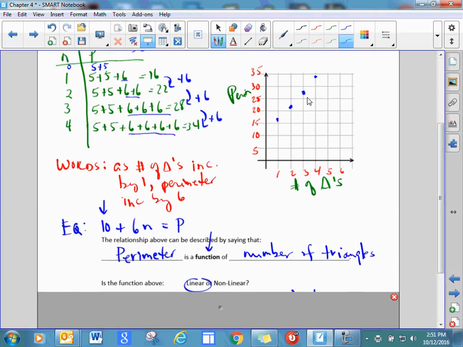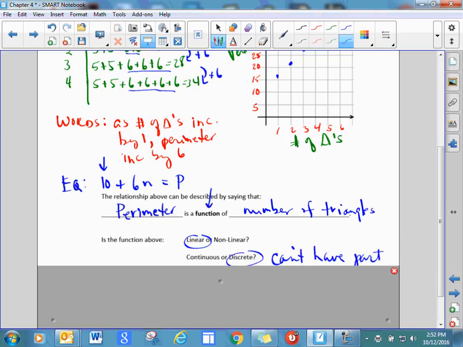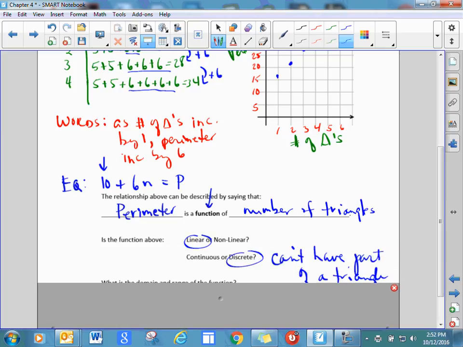So we go back up here and we look and we ask ourselves, okay, I could possibly draw a straight line through here, but does it make sense based on what our problem gives us? So these are triangles. So if I picked a point in between 1 and 2, 1 and 1/2, I could plug it in a formula, but it doesn't make sense. We don't have half of a triangle. So in this particular problem, this is a discrete graph. It is individual points on our graph. So it's discrete. You can't have part of a triangle.